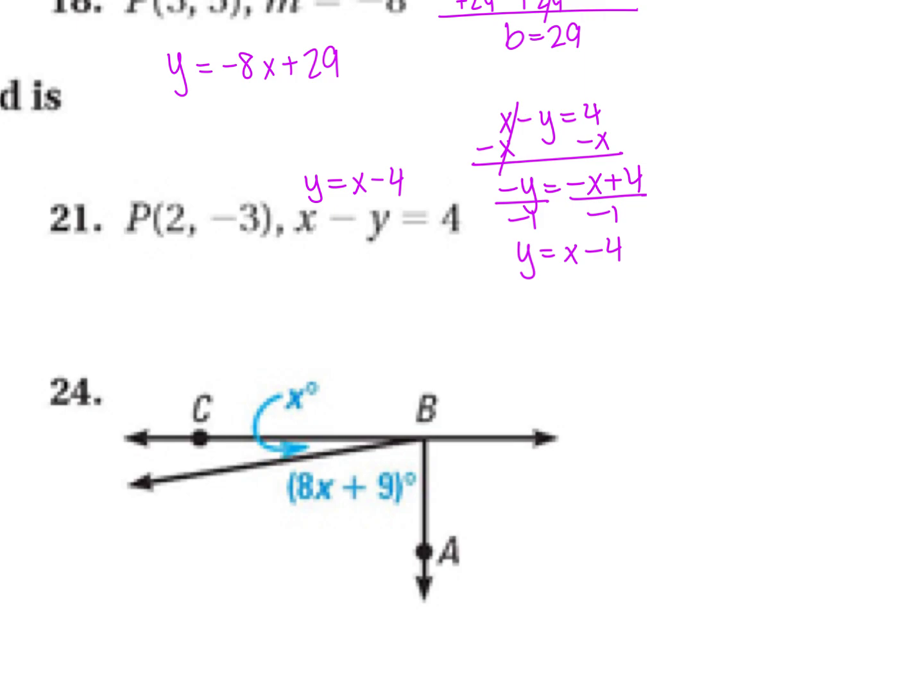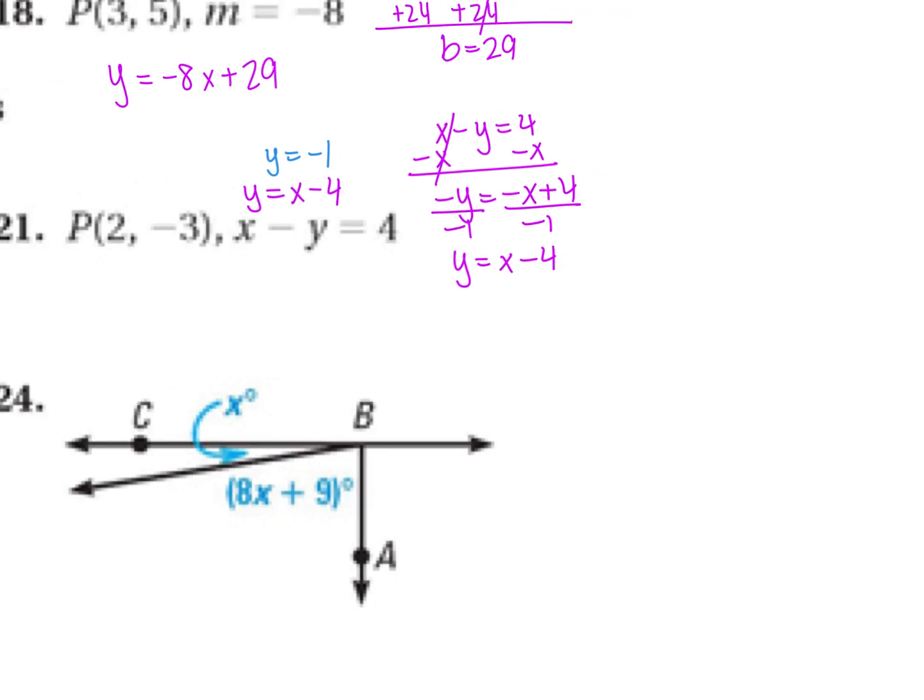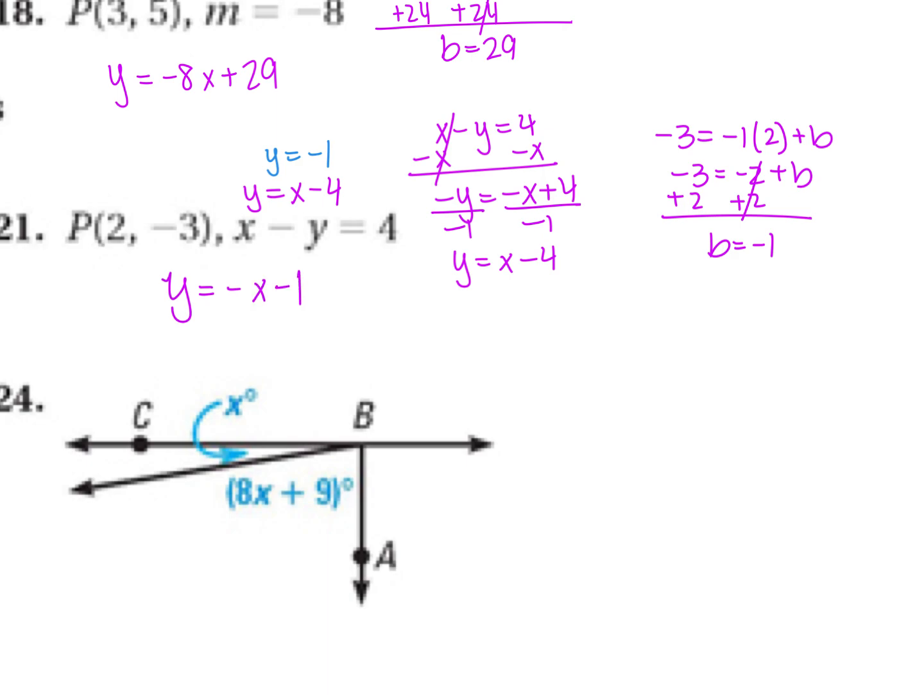Now I can go ahead and plug it in. My opposite reciprocal slope is just going to be y equals negative 1. And for this one, plugging in, I'll do it at the side. I'm going to have negative 3 equals negative 1 times 2 plus b. Negative 3 equals negative 2 plus b. Add 2 to both sides. b is going to equal -1. So my answer for this one is going to be y equals -x minus 1. Do not get this one confused with the one written at the top.